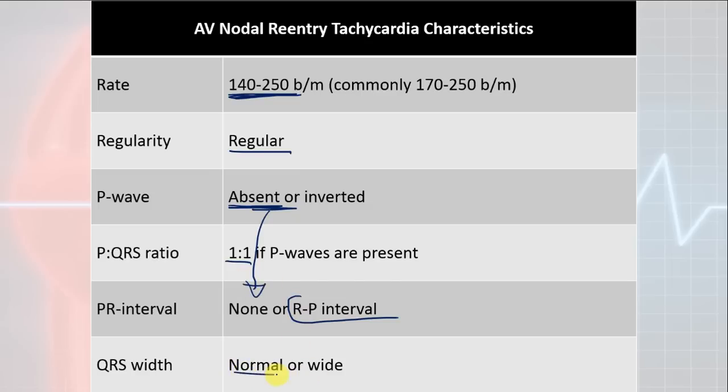QRS width, normally the QRS is normal. If we're talking about AV nodal narrow complex, the QRS will be normal. Unfortunately, it is possible to have an AV nodal reentry tachycardia with a wide QRS, and we'll talk about that later.